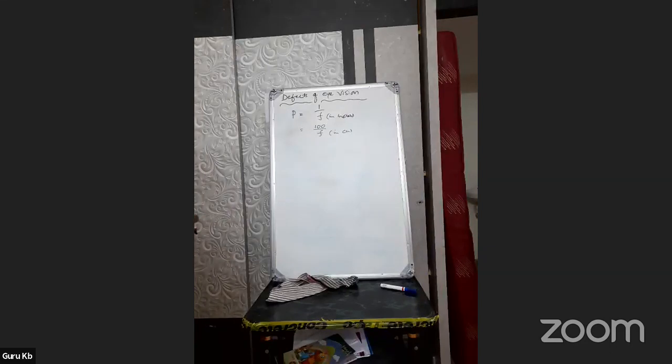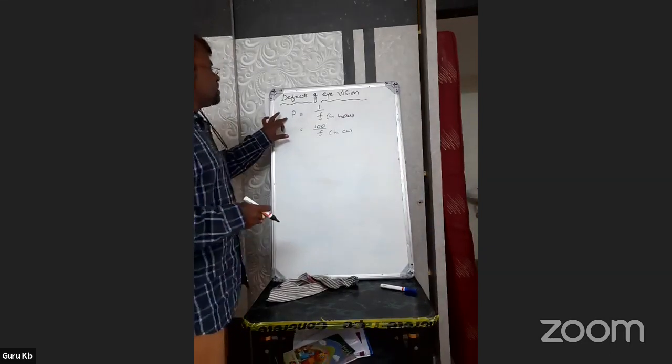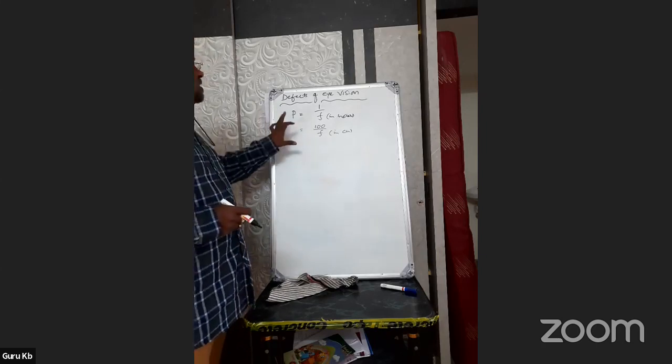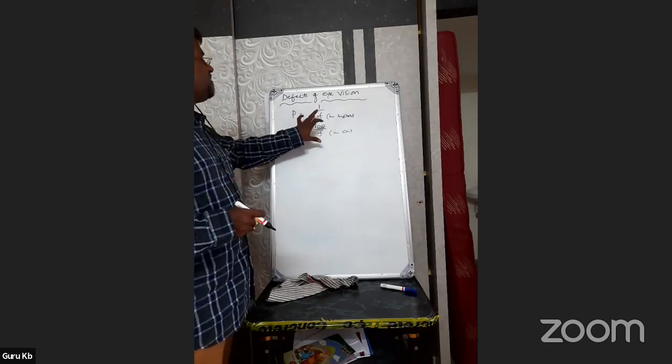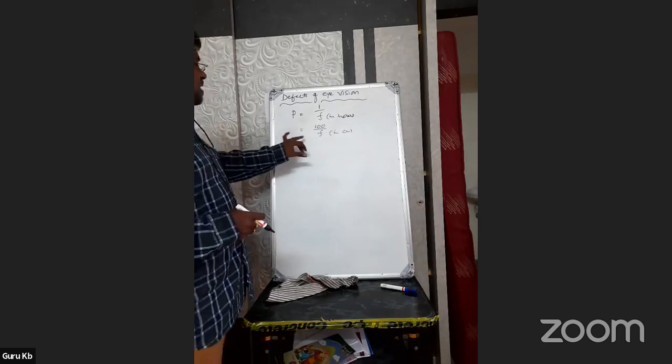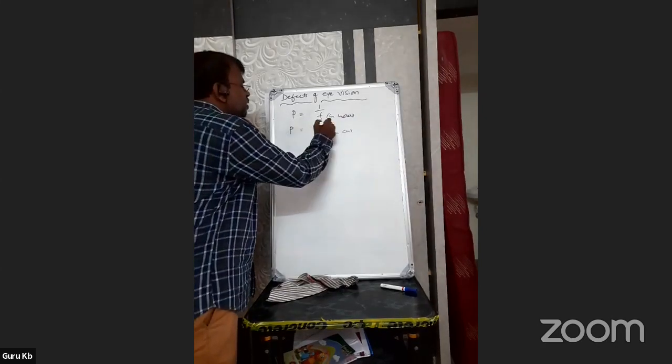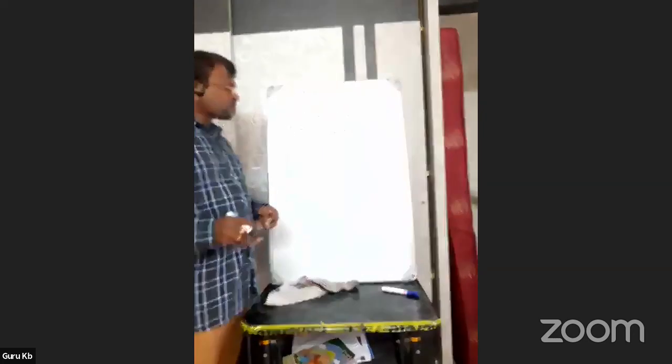So far, we have discussed the power of the lens, which is used to correct the eye defect. This is defined as P is equal to 1 by F, where F is taken in meters. If F is given in centimeters, the formula becomes P is equal to 100 by F.